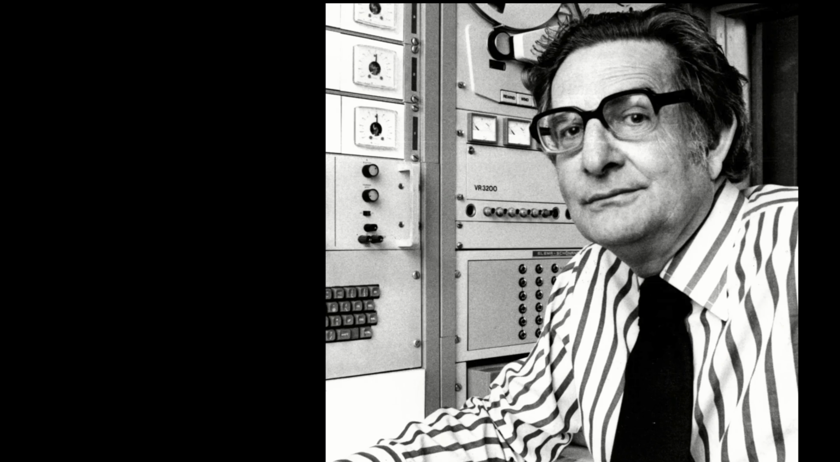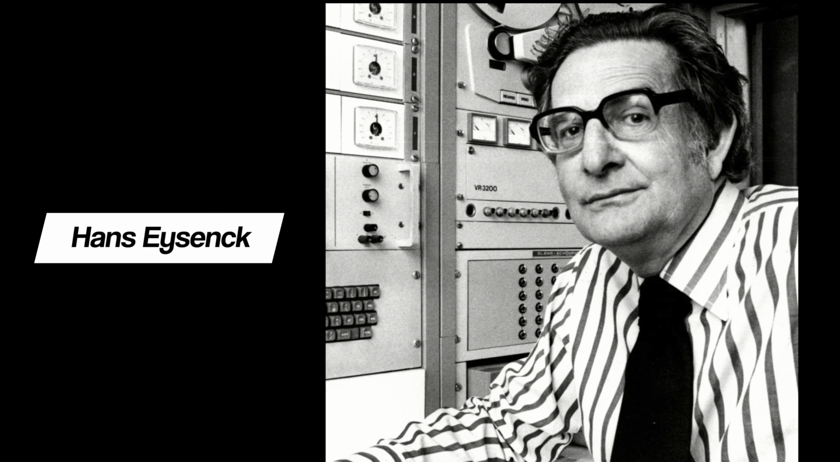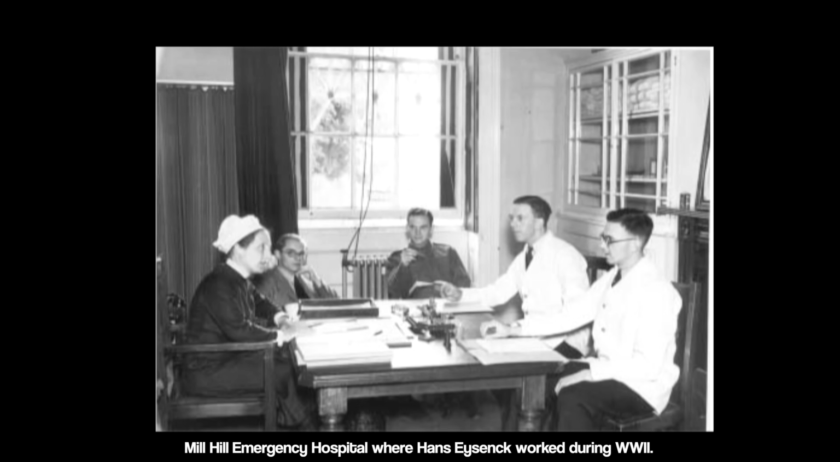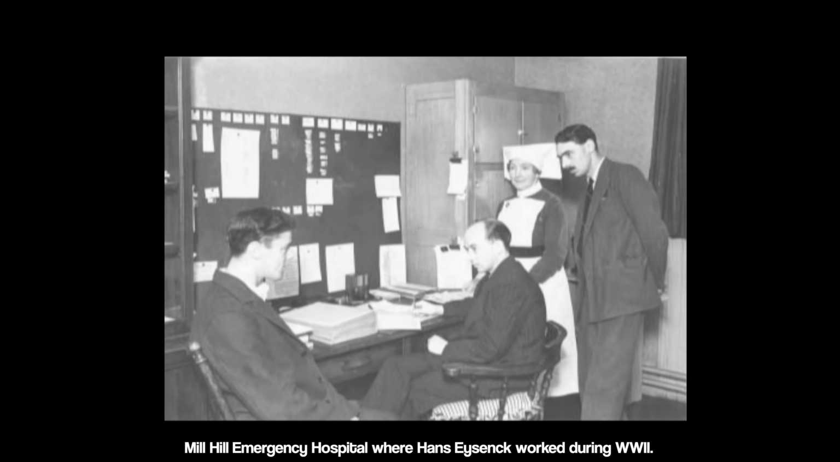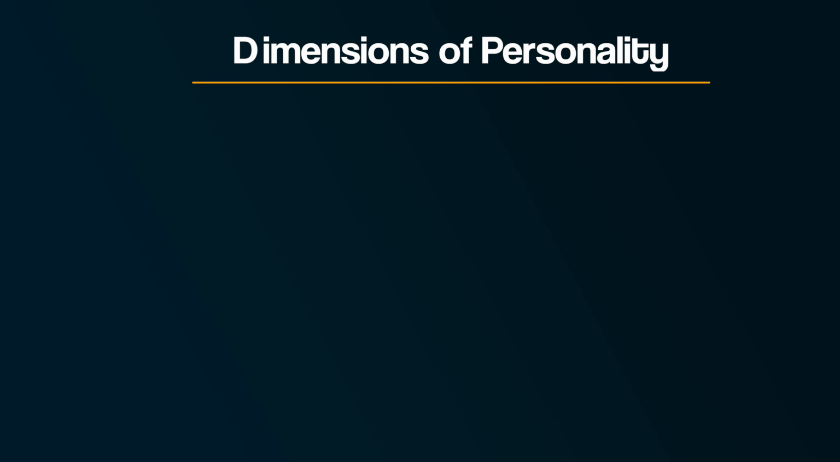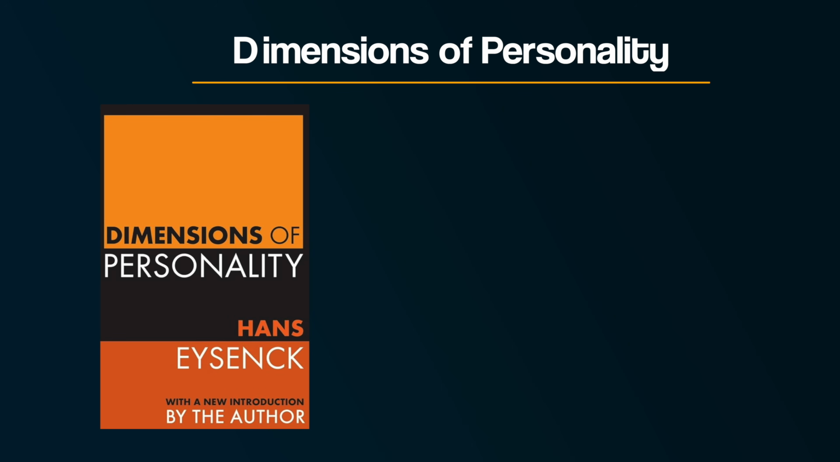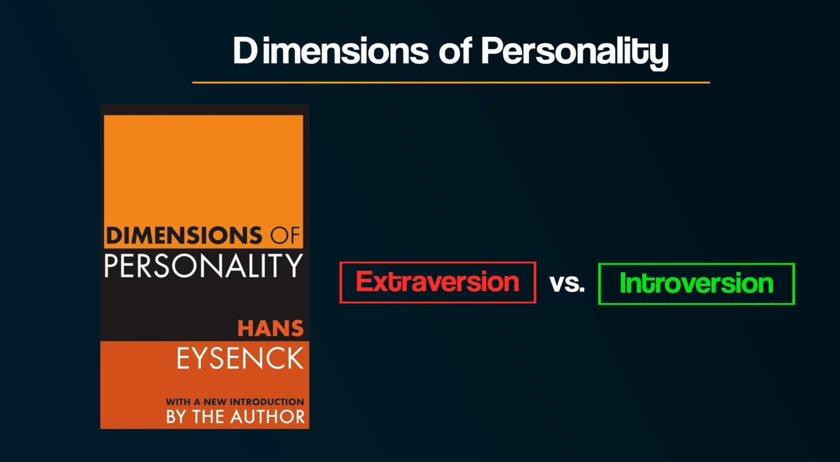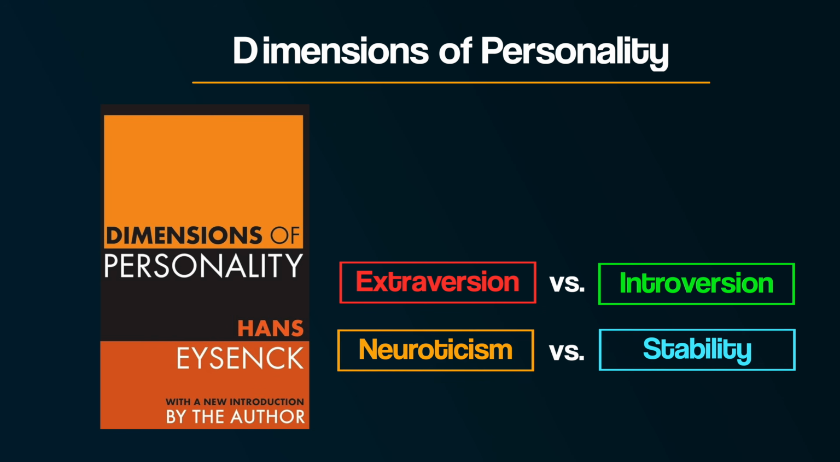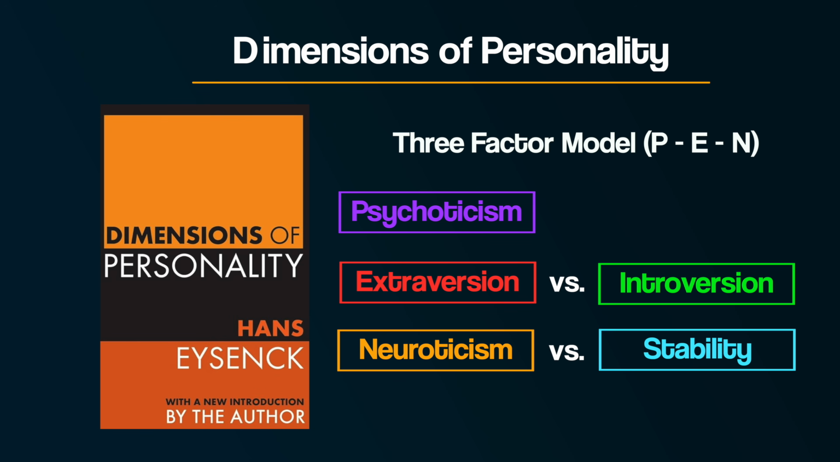During World War II, Hans Eysenck worked as a psychologist in military hospitals in England, and from his observations of the different soldiers he treated, he suggested two core dimensions of personality. He called these extroversion versus introversion and neuroticism versus stability. Later on in his research, Eysenck added a third dimension, which he called psychoticism, combining together into his three-factor model, sometimes referred to as PEN.